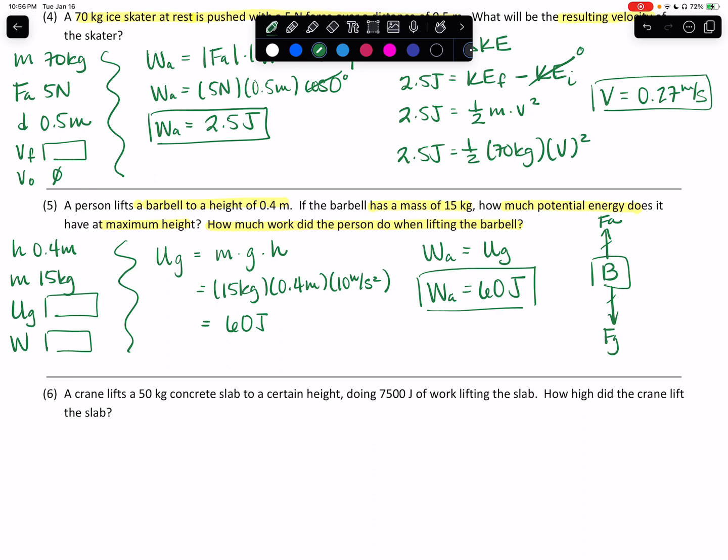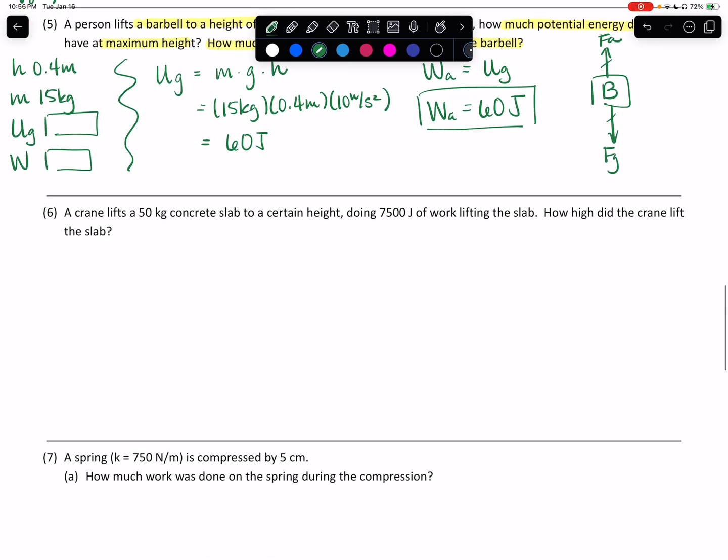Okay. Here we have a crane lifting a 50 kilogram concrete slab to a certain height, doing 7,500 joules of work. How high did the crane lift the slab? So we have a mass of 50 kilograms, and we did 7,500 joules of work to lift it up there, and we're looking for the height. And we know that gravity is 10 meters per second squared. So here's what we know.